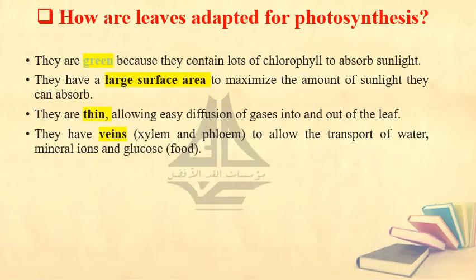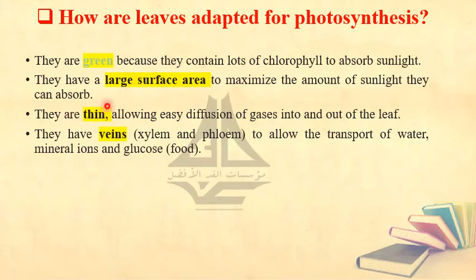How are leaves adapted for photosynthesis? If I asked you, why are the leaves well adapted for photosynthesis? First of all, because they are green due to the presence of a green pigment called chlorophyll, which enables them to absorb the energy of the sun. And they have a large surface area in order to maximize the amount of sunlight they can absorb, which increases the absorption of the sun's energy.